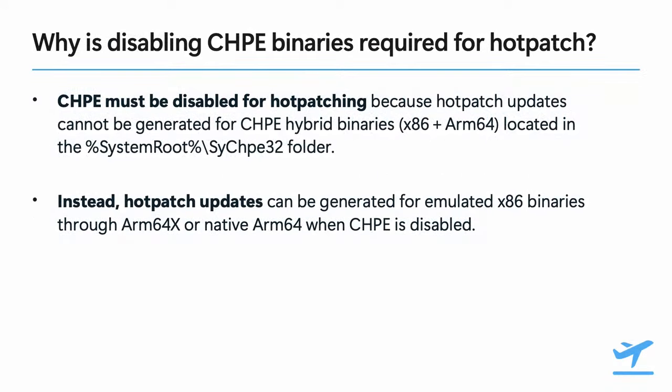So why must CHPE binaries be disabled for Hotpatch? CHPE binaries must be disabled for Hotpatch because Hotpatch updates cannot be generated for those hybrid binaries mentioned before. Instead, Hotpatch updates can be generated for the emulated version of x86 binaries through ARM64X or native ARM64 when CHPE is disabled. These binaries were originally introduced with Windows 10 on ARM to make common x86 apps, Office, Chrome, drivers, etc. run faster. There's complete support for Hotpatching and building and loading ARM64 native and ARM64X Hotpatch binaries.